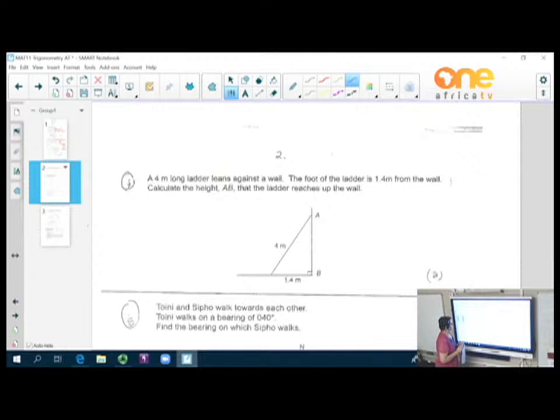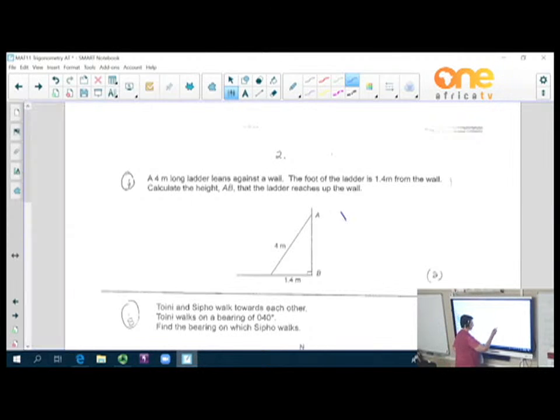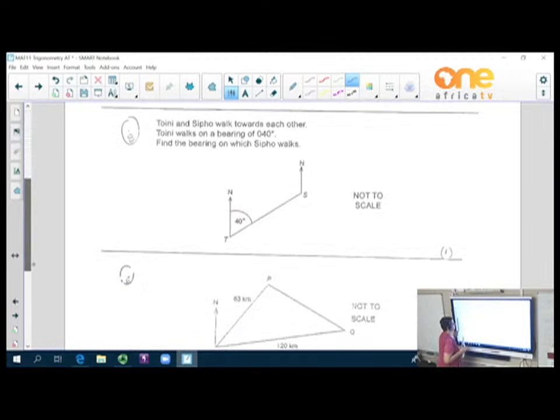Right, question 4. A 4-meter long ladder leans against the wall. The foot of the ladder is 1.4. This is grade 9 work. Pythagoras, to get the third side, we find Pythagoras. So it is 4 squared minus 1.4. And I subtract because I want the other side. You add if you want the hypotenuse. So we just press the calculator. 3.75 meters. 3 significant figures. You have to round off to 3 significant figures.